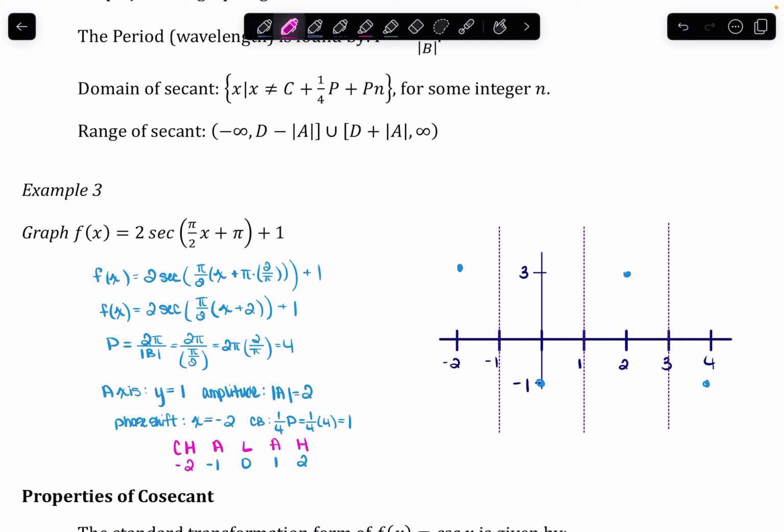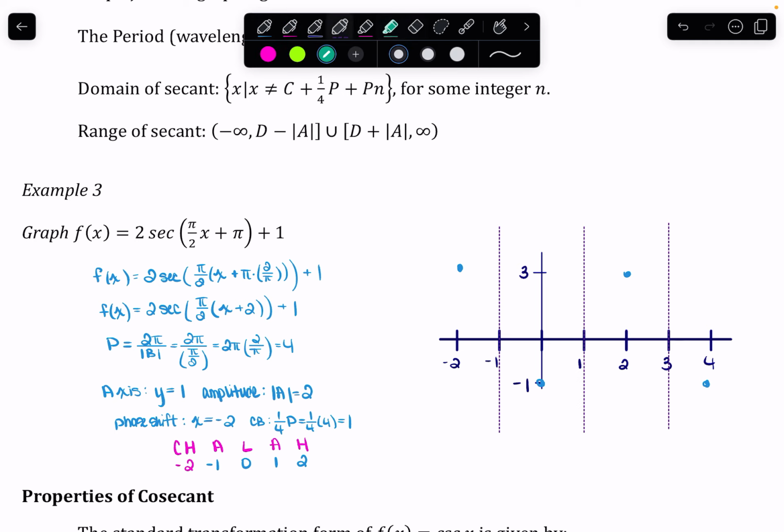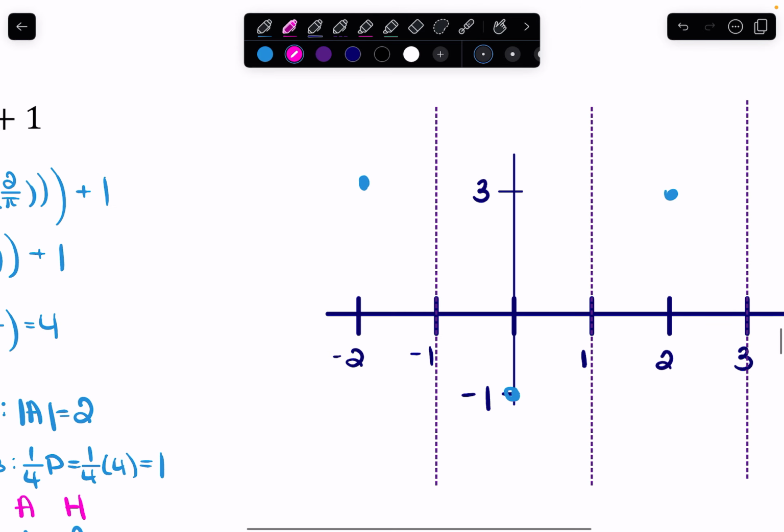So I'm going to sketch the graph of cosine in real quick just so you can see it. Well, I'll just dash it myself. Okay, so here's the graph of cosine.